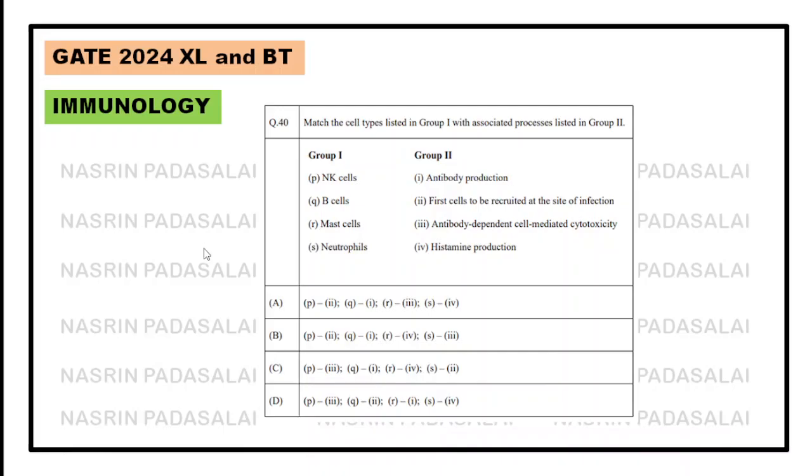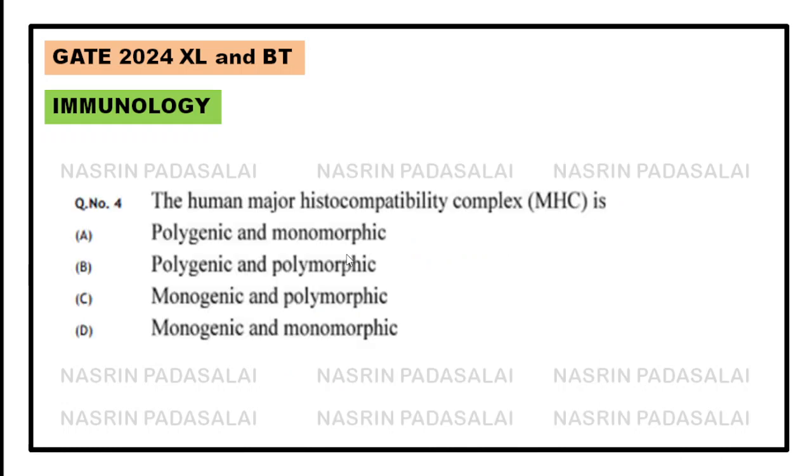Next, again a match the following type of question. So mostly for immune cells they are asking match the following type of questions only. NK cells are involved in antibody dependent cell mediated cytotoxicity, and B cells are engaged in antibody production, and your mast cells are involved in histamine production, and your neutrophils are the first cell to be recruited at the site of infection. Okay, so they are the first cell to be recruited. Once a pathogen comes inside the body, they are the ones who will react first.